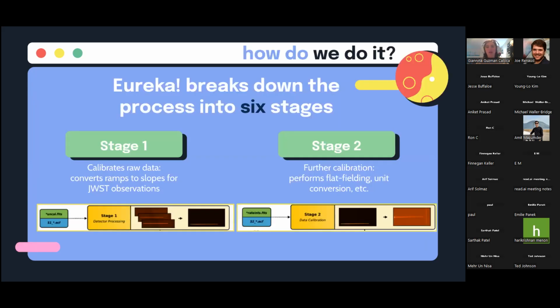So how do we do what we do? How does the pipeline work? What are the basic functionalities, at the most upper level? Eureka breaks down the process of data reduction, going from these raw uncalibrated files to full planetary spectra, into 6 stages.